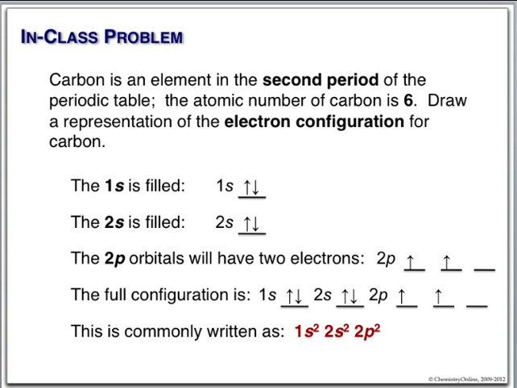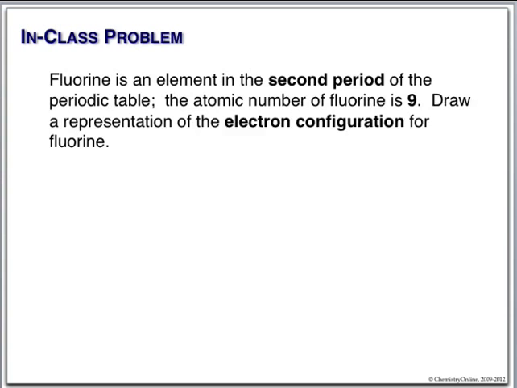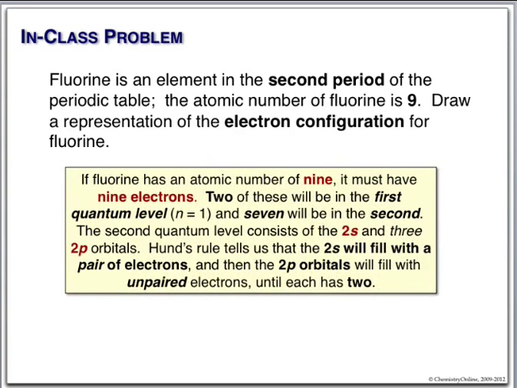All right, why don't you see if, without me talking, you could do fluorine. Fluorine, atomic number is 9. So we're dealing with 9 electrons. And again, it's in the second period.